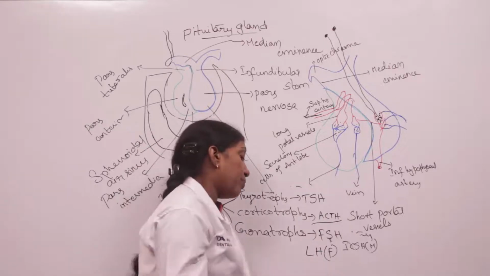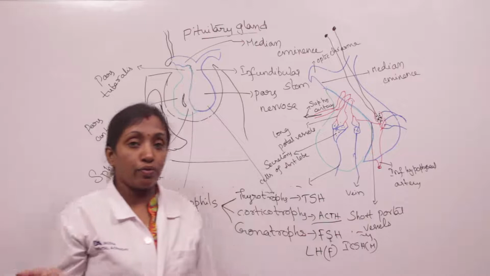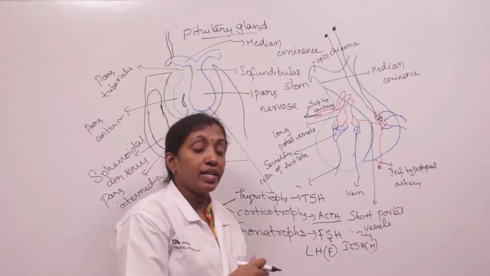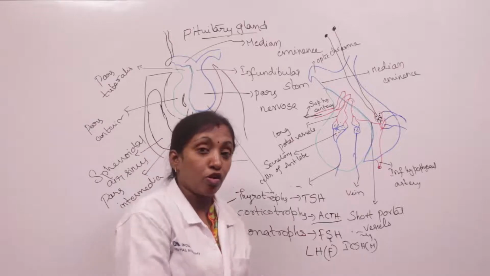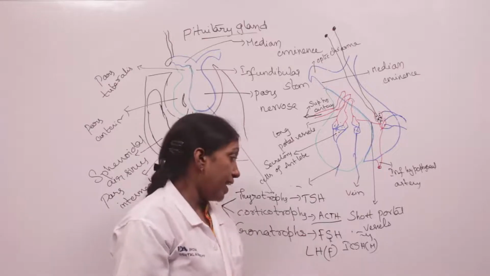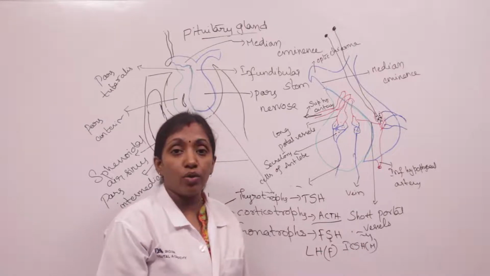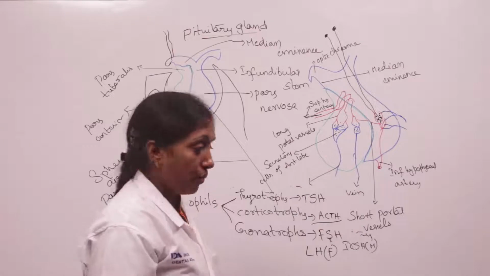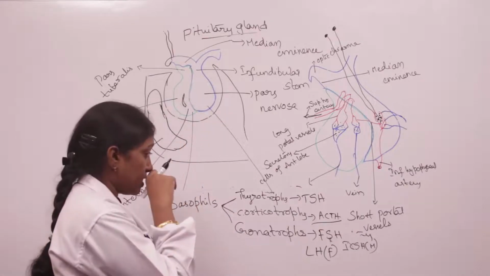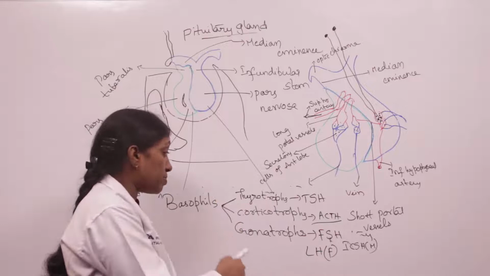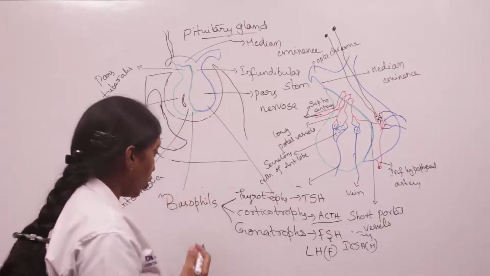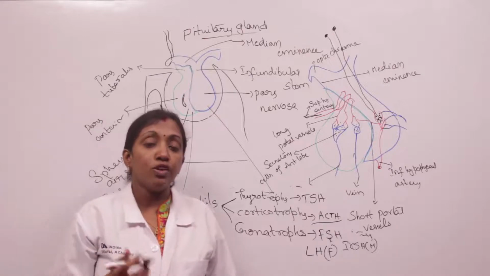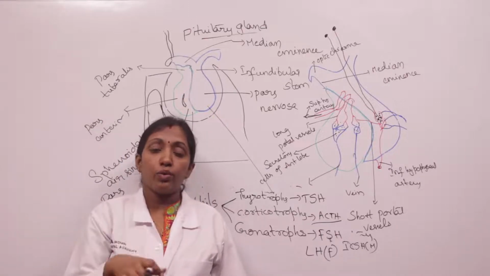And the luteinizing hormone, after the rupture of the follicle, helps in the development of the corpus luteum, and it also stimulates secretion of progesterone. And interstitial cell stimulating hormone, which is present in males, helps in the secretion of testosterone. Okay. So the basophil cells are of three types: thyrotrophs, corticotrophs, and gonadotrophs.